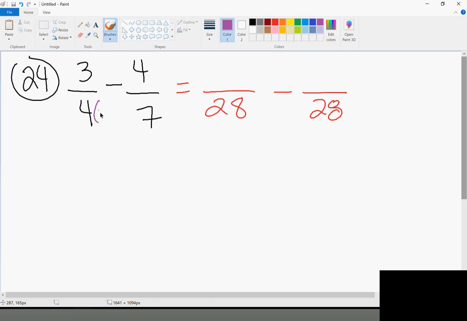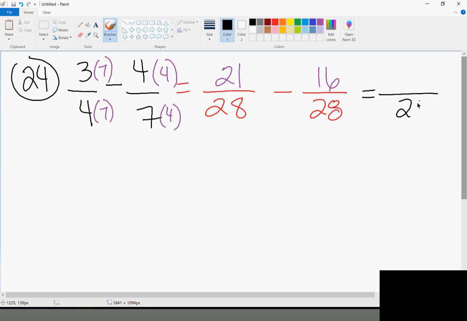So to get 28, 4 times 7 is 28, but I have to multiply the top and bottom by that 7 so that I will keep equivalent fractions. So 3 times 7 is 21, and then now here to get 4 over 7, an equivalent fraction with the denominator of 28, I'm going to multiply the bottom by 4, because 7 times 4 is 28, but I have to do it to the top as well. So 4 times 4 is 16. So now I have 21 over 28 minus 16 over 28.